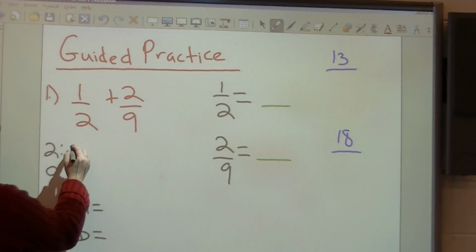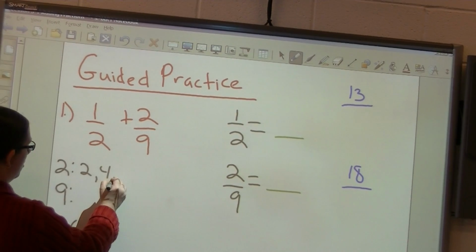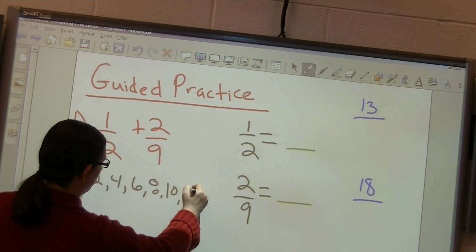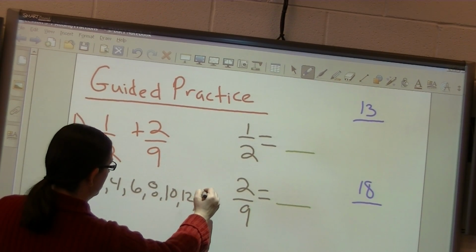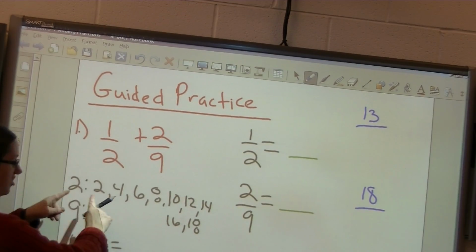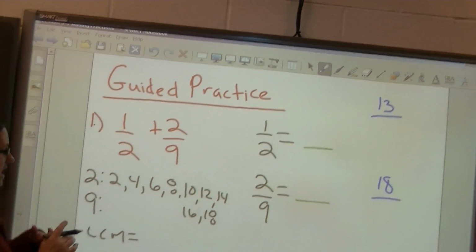Let's do multiples of 2. We have 2, 4, 6, 8, 10, 12, 14, 16, and 18. And now you will see Ms. Sharber has run out of space, so make sure you're planning your space.